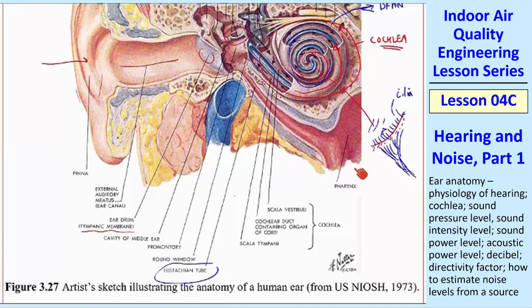Eustachian tube goes to the throat. When you get a bad cold, this is blocked with mucus, and then your ear feels like it's muffled. It's designed to equalize the pressure between your inner ear and your throat. That's how the ear works.